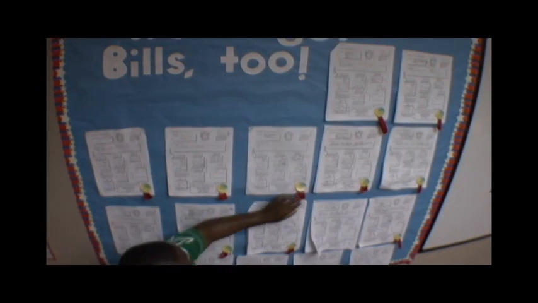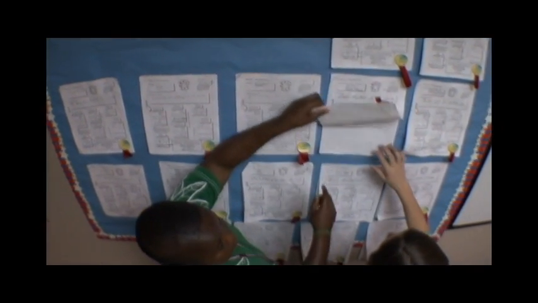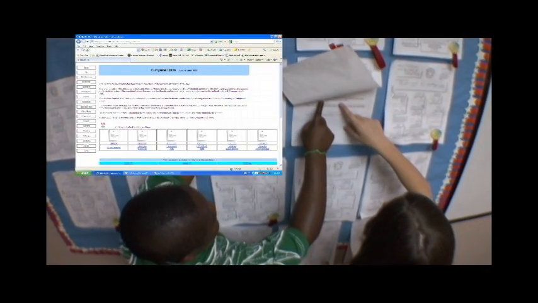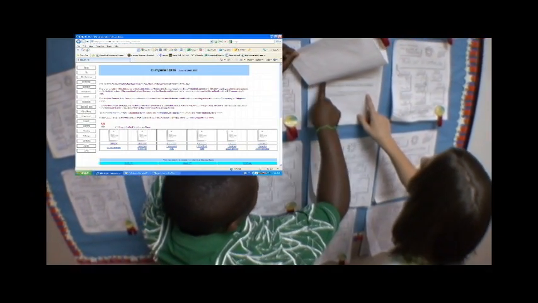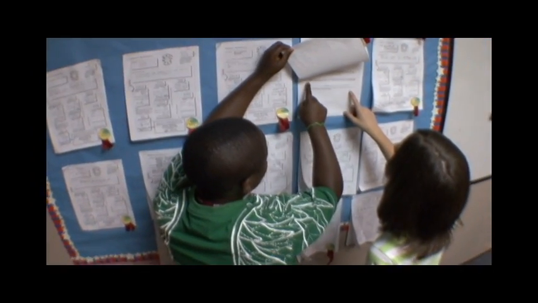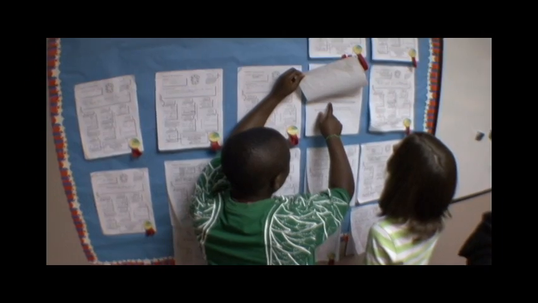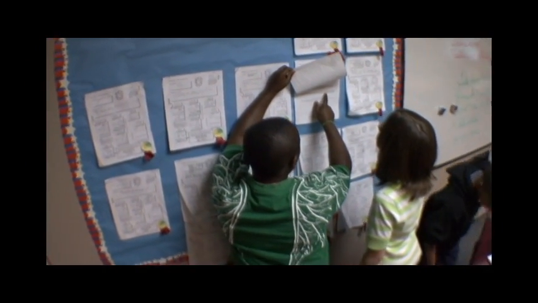All completed bills are posted on the bulletin board and on our classroom website. Students are surprised at how slow the lawmaking process is, but that is part of the lesson.